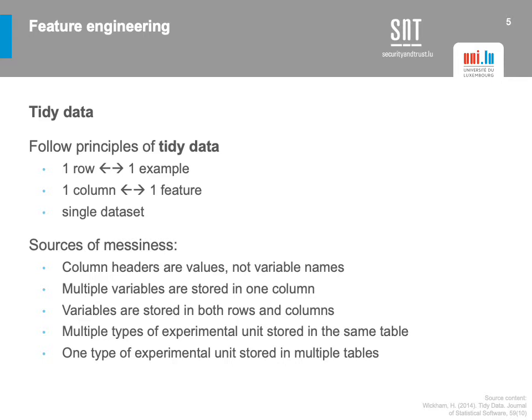Also, if you have features that are stored both in rows and columns, it's a source of messiness. If you have multiple types of experimental units stored in the same table, well, I already told you about the temperature, but I guess it's a separate point, but it's also the case. So you need to have a single unit in the feature. And if you have one type of experimental unit that is stored in multiple tables, that is also messy.